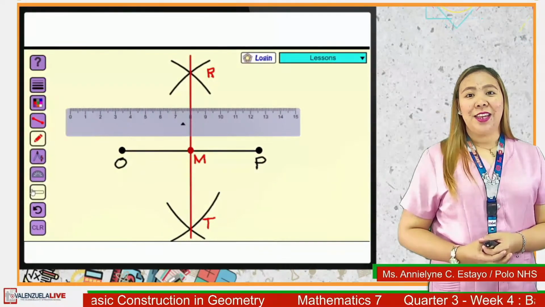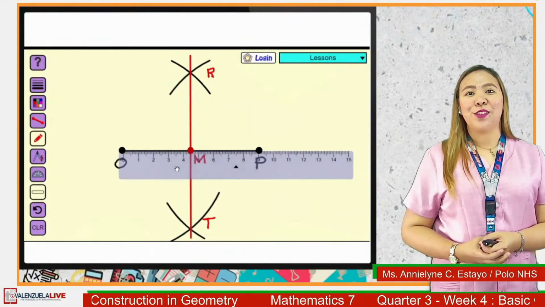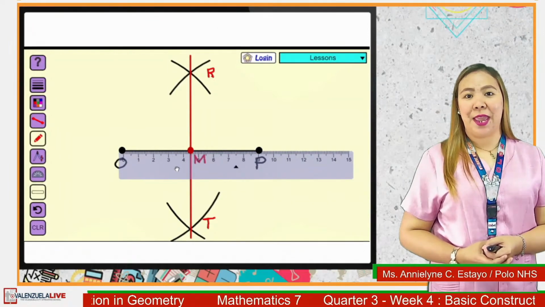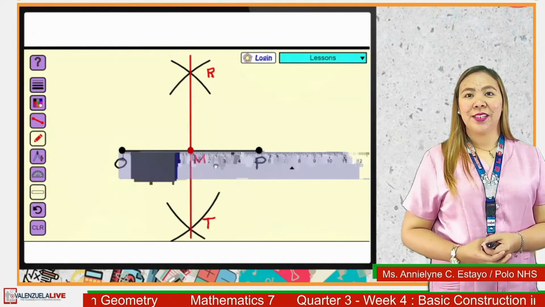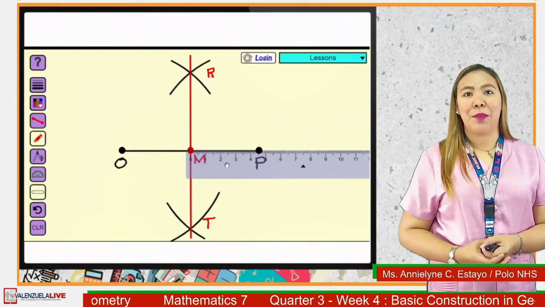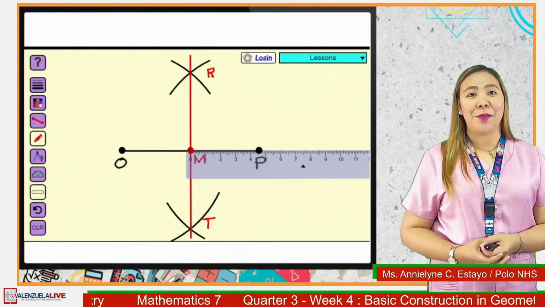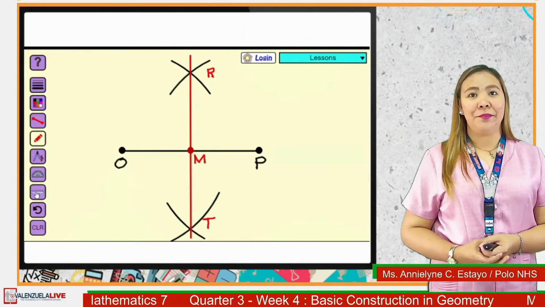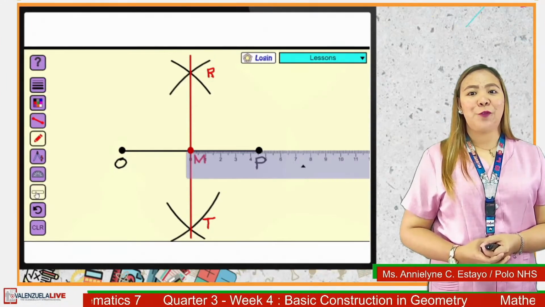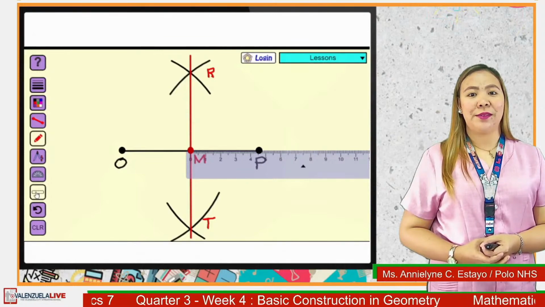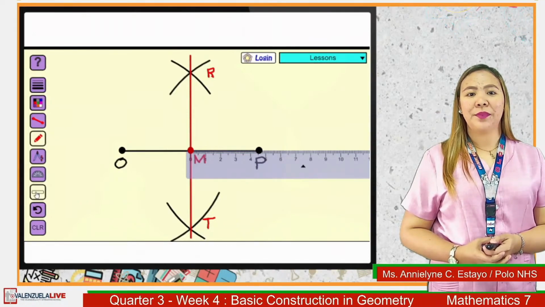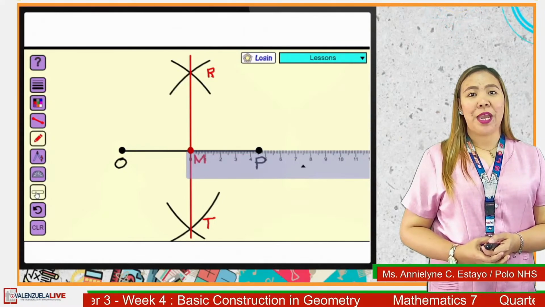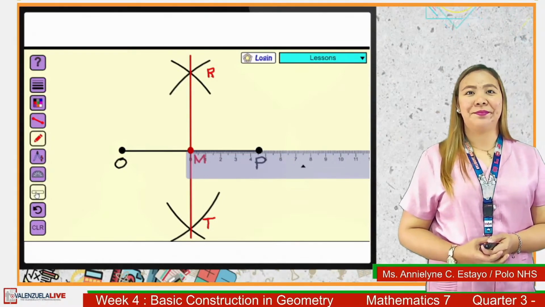Now, let us check if the measurement of segment OM is equal to the measurement of segment PM. The measurement of segment OM is 4.5 centimeters and the measurement of segment PM is 4.5 centimeters. Therefore, segment RT bisects segment OP at point M.